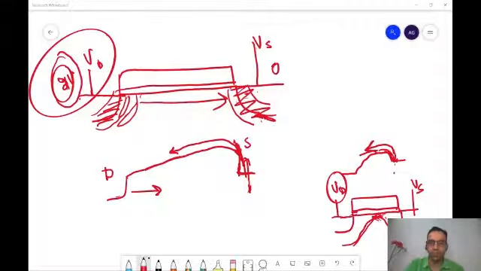Sir, why did the VD become high, sir? Because you charge the capacitor, na? In an inverter, you charge the capacitor to VDD. Yes, sir. So you change the VDD, na? You change the VD, na? Yes, sir.